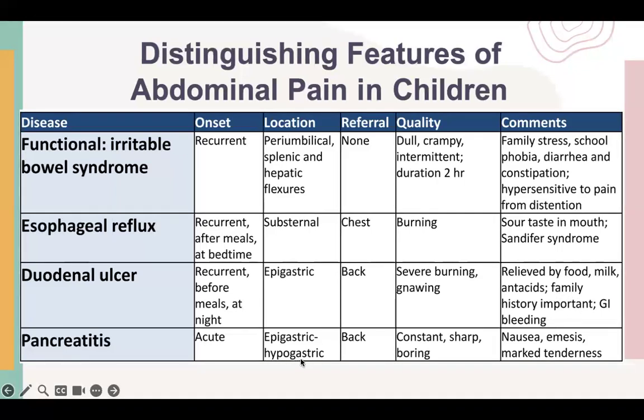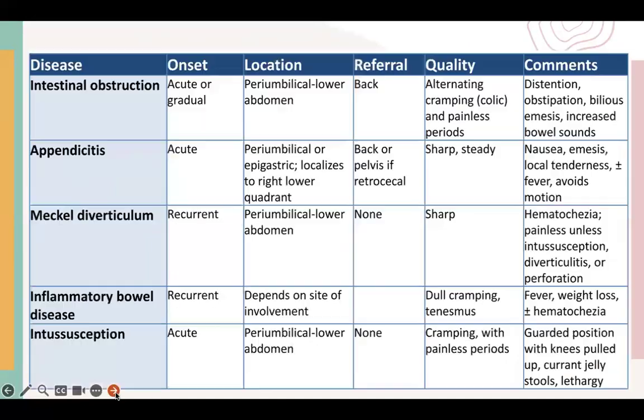Pancreatitis pain is again acute onset, epigastric, radiating to the back, constant sharp pain. It is aggravated by food intake again, and can be associated with nausea, emesis, and marked tenderness on examination. Intestinal obstruction can be acute or gradual, periumbilical or lower abdomen, referred to the back, with alternating cramping colic pain and interval painless periods. Abdominal distension can be seen along with obstipation, bilious emesis, and increased bowel sounds as well.